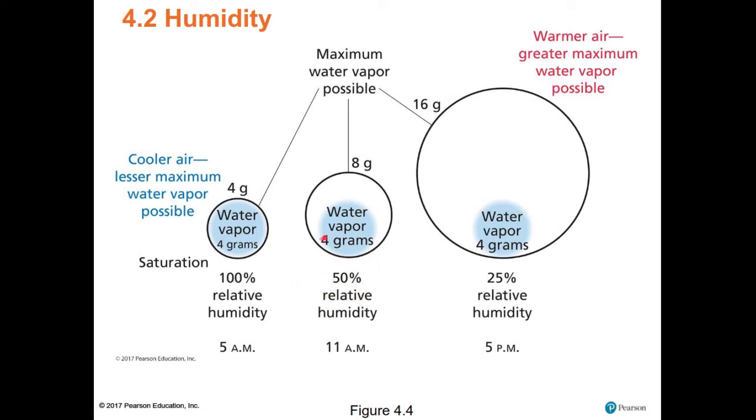Same thing is going to happen again. As the temperature decreases, the relative humidity goes from 50% now to 100%. The capacity is 4 grams. The amount we have is 4 grams. 4 over 4 is 100%.